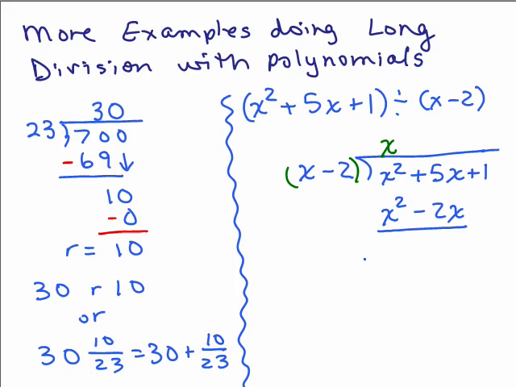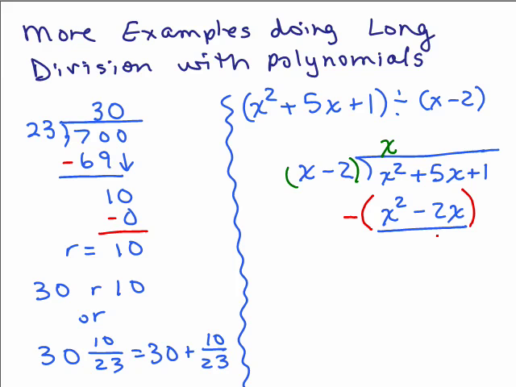Now, over here, what's the next step? I subtract. I don't want to add this. I want to subtract it. Be careful. You're subtracting both terms. So you're subtracting the whole thing here. Now, you might be able to do that in your head and say x squared minus x squared is 0, and 5x minus a negative 2x is 7x.